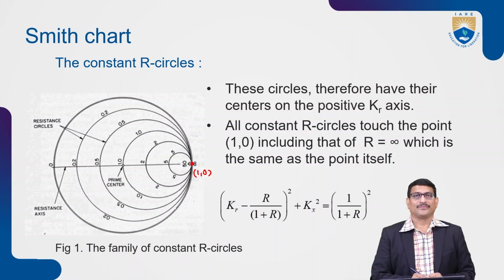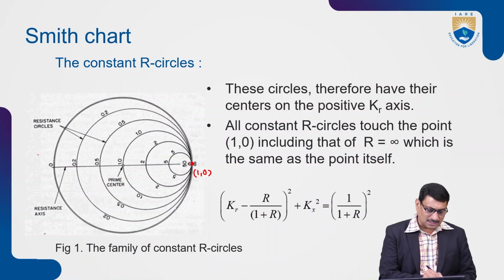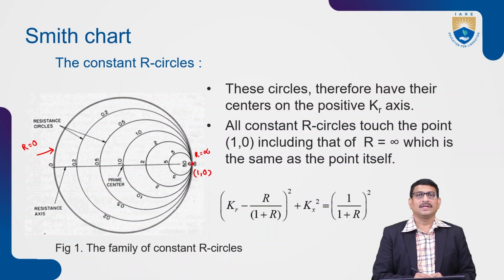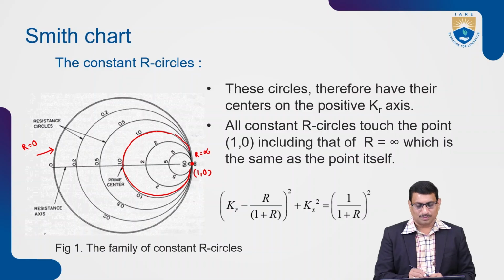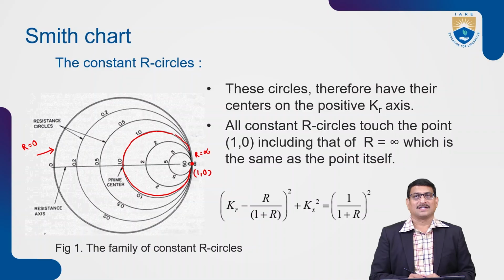Right? So these are the different r circles, where the outermost circle is called the r equal to 0 circle and the r equal to infinity circle is a point itself. Okay? Where 1 comma 0 is the center and 0 is the radius. Therefore, it is a point itself. And this is the r is equal to 1 circle, which has a special significance that I will tell you later. Right? And it passes through the center of the Smith chart. Okay? So these are called the family of the constant r circles.